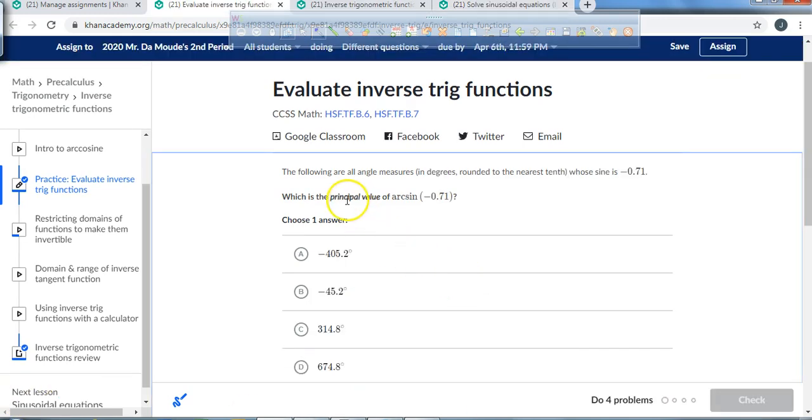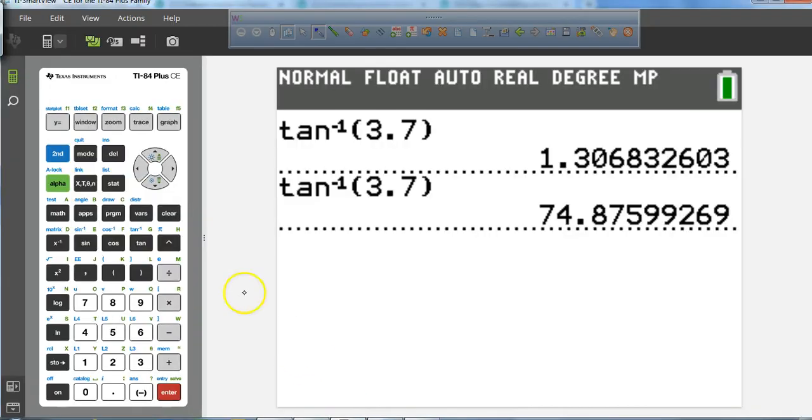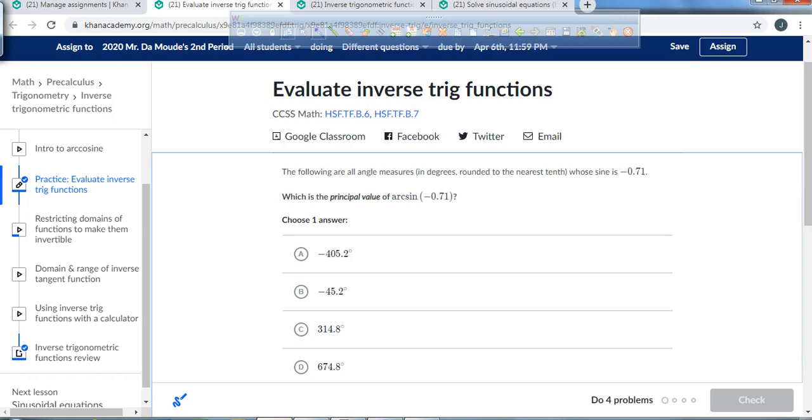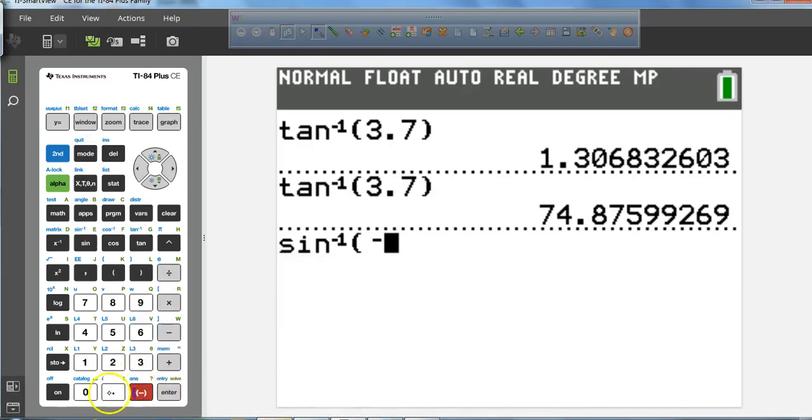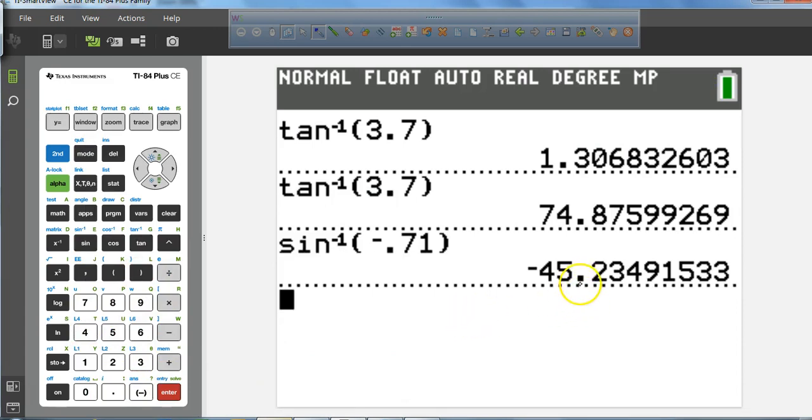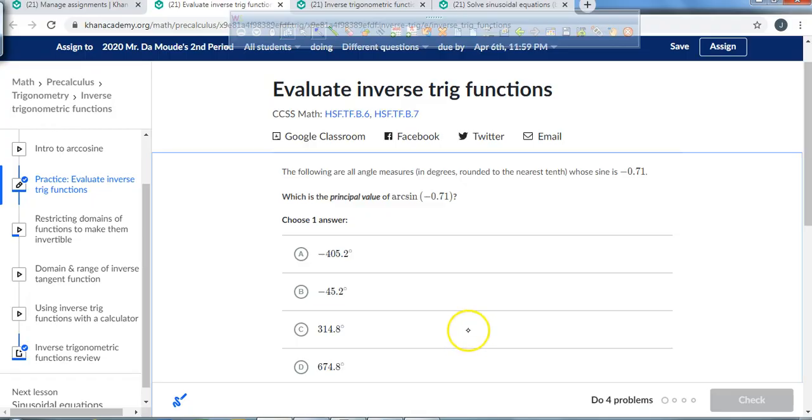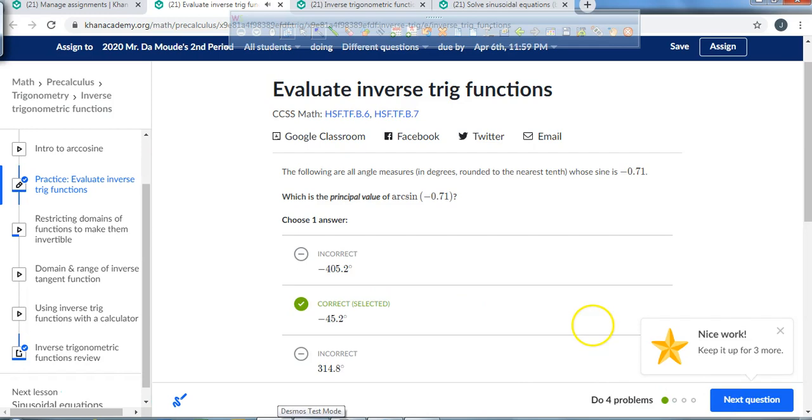Let's do one more. This one says, which is the principal value of arc sine, or the inverse of sine, of negative 0.71? All right, now this one, pay close attention, it says in degrees. So we're going to go to degrees, and I'm going to hit second sine, and I'm going to type in negative 0.71. So about negative 45.23 degrees. And that's the answer that I'm going to be looking for, negative 45.2 degrees. And that's all you have to do.